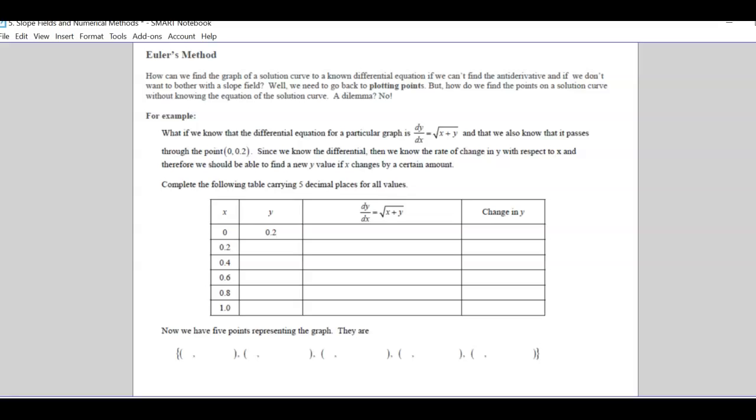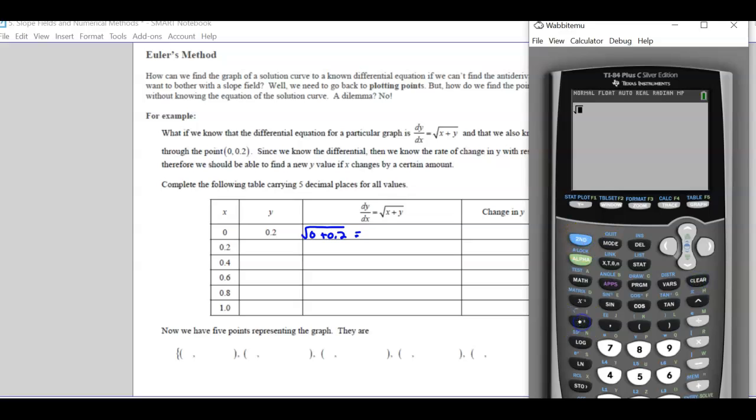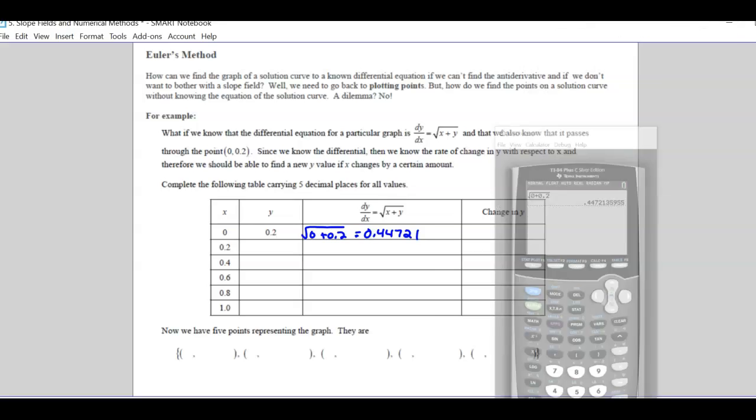So here, at the point (0, 2), we know the slope, okay? It's the root of 0 plus 0.2, okay? And so find the decimal form of that. So you'll need your calculator. And it does say 5 decimal places, so 0.44721. Okay. Now, we need to think about what happens.